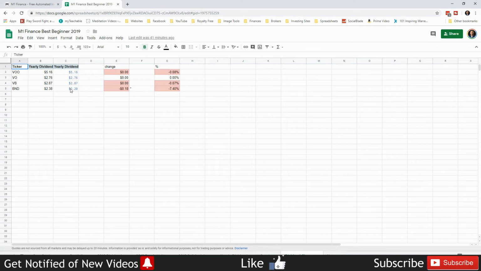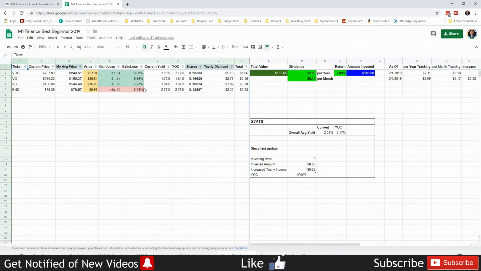BND did pay us less, or it's going to drop to less. It dropped to 220 instead of 238. And we updated that over here, I believe. Yeah. And so that actually dropped our yearly income from dividends and interest to negative by 2 cents. So not a big deal.